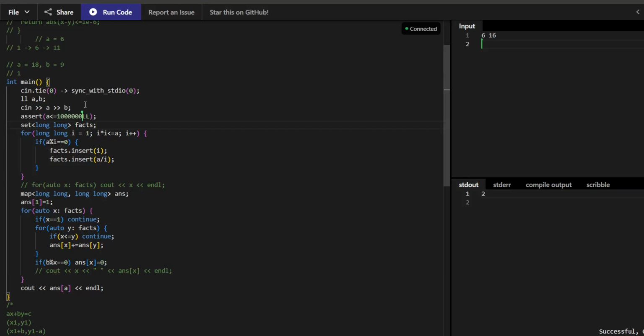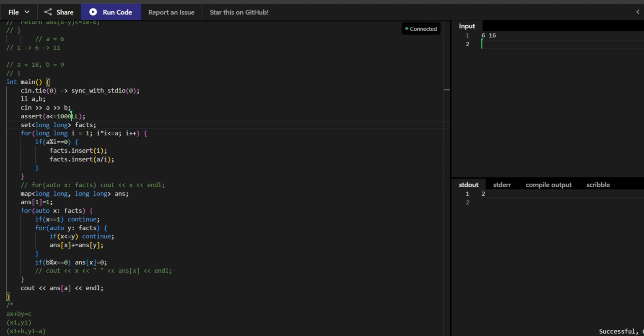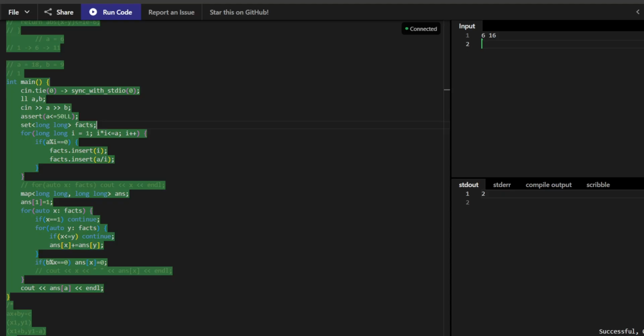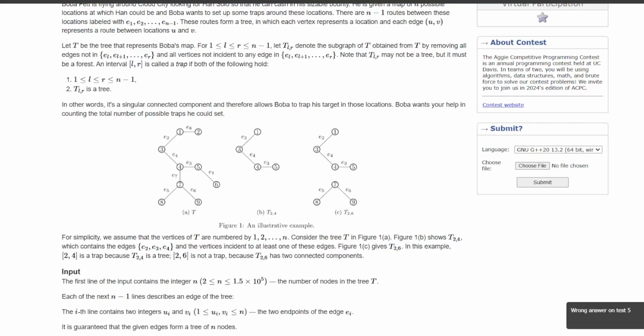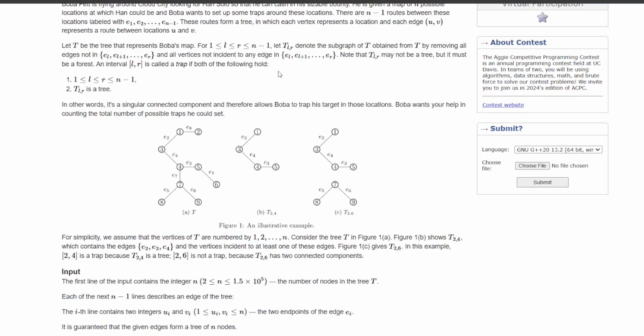All right, so A is less than 10 to the 6. Okay, for test case 5, try 10 to the 3. Sure, I'm gonna try 10 to the 3. It's less than 10 to the 3. Interesting. So A and B can't be that big. I'm gonna try less than 50. And now it's not loading again.